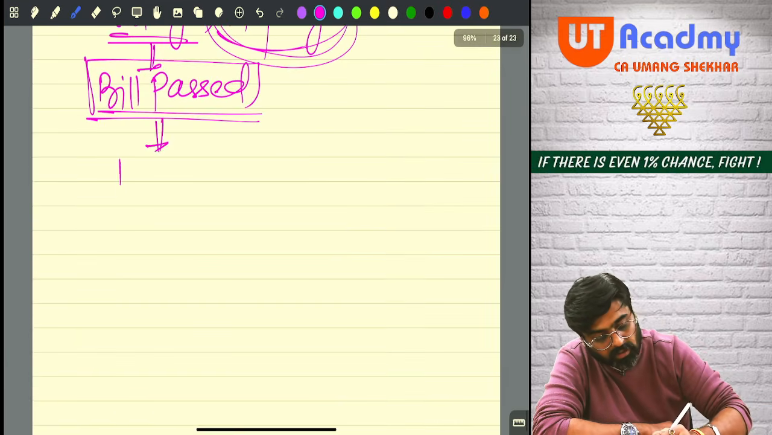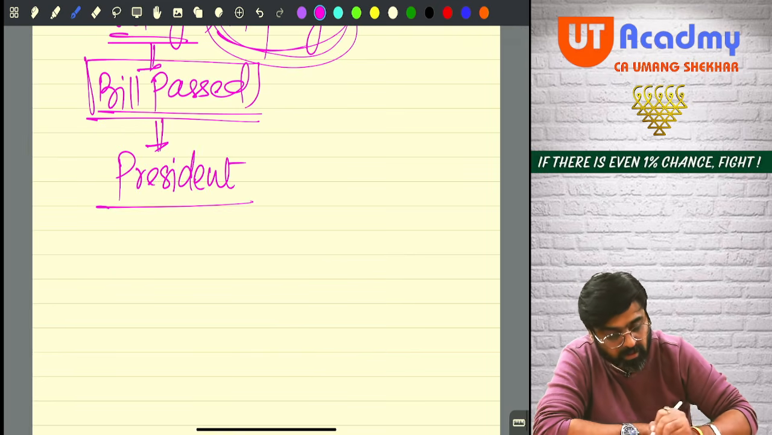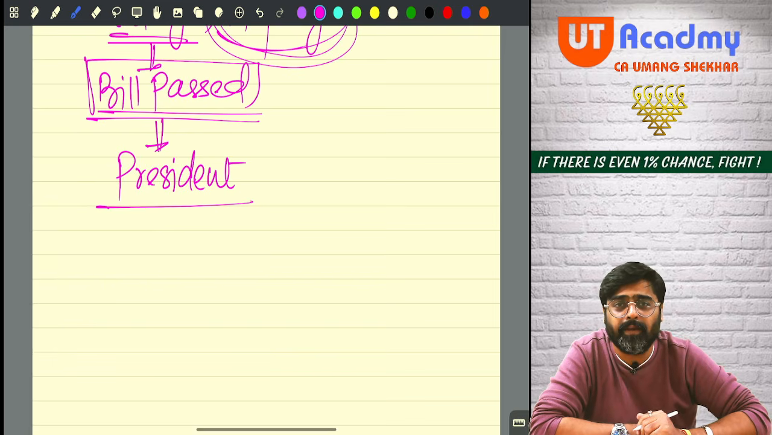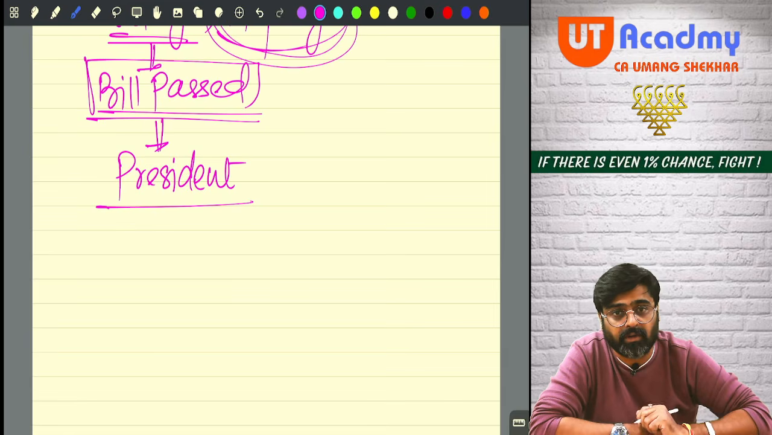Now the bill which was passed in the parliament will now be sent to whom? This bill will be sent to the president. Who is the president of India? Come on, tell me. Mr. Narendra Modi. He is the prime minister, macha. He is not the president. He is the prime minister. Who is the president of India? Srimati Draupadi Murmu. She is the president of India.